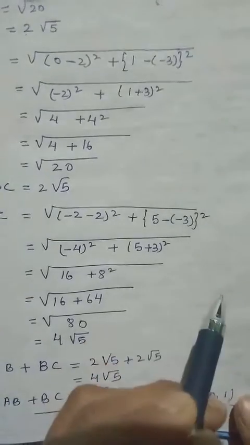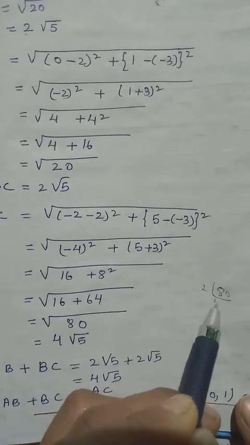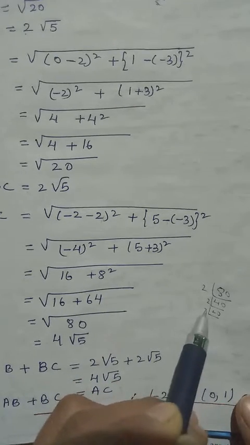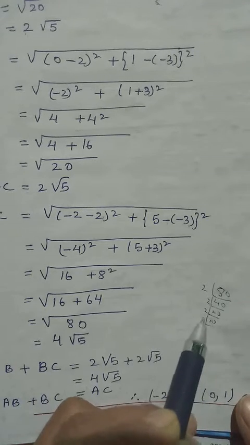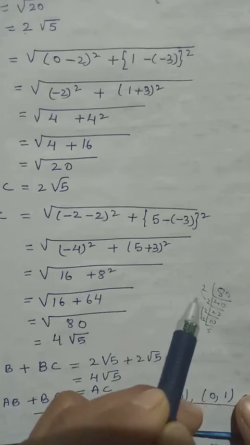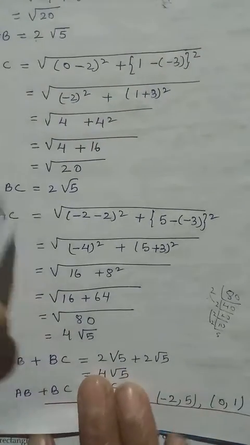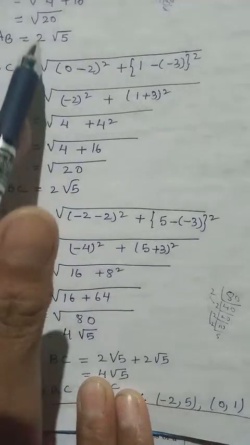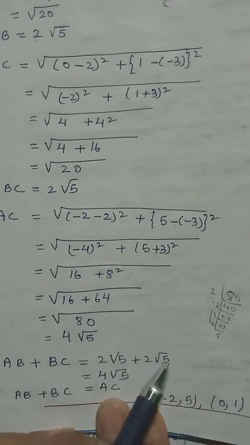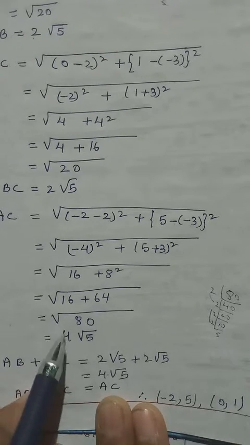We have 80. So 80 also we can split. 2 into 40. 2 into 20. 2 into 10. 2 into 5. So there are four 2s. We can take out two 2s, one from here, one from here. 2 into 2, 4. So now we see these two are small. So we can take them together. They have like radicals, so we can plus 2 plus 2, 4, which is equal to this one.